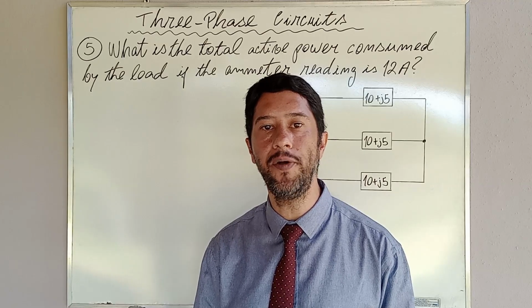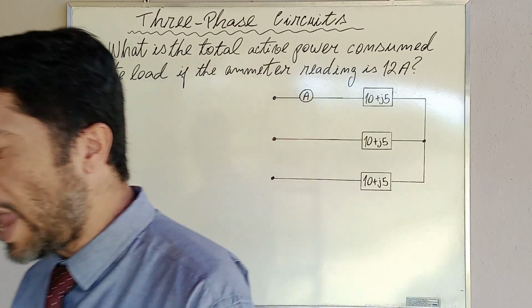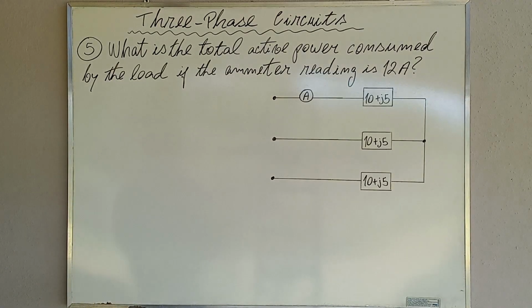Exercise number 5. What is the total active power consumed by a balanced three-phase Y-connected load with per phase impedance equal to 10 plus j5 ohms, given that an ammeter installed in series with one of the line conductors indicates an RMS current of 12 amps? This is the question. Let's go to the solution.